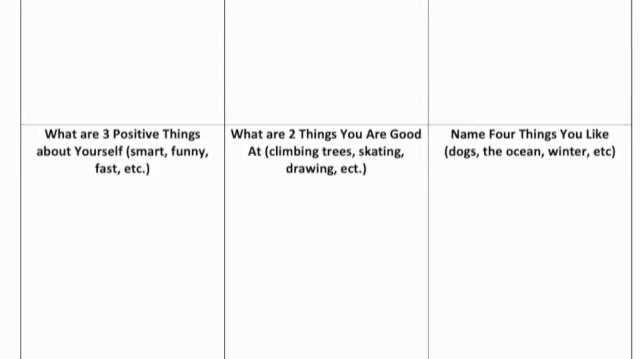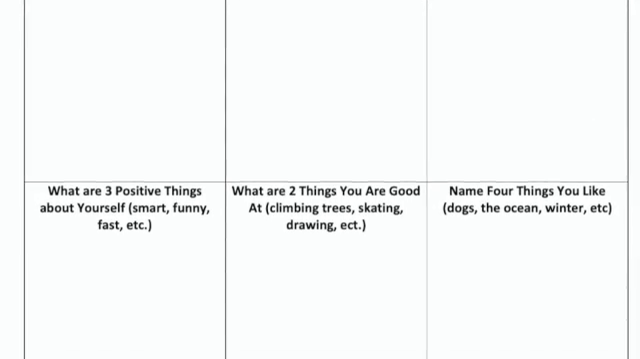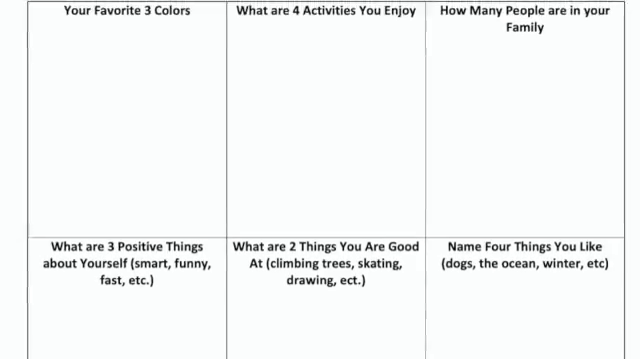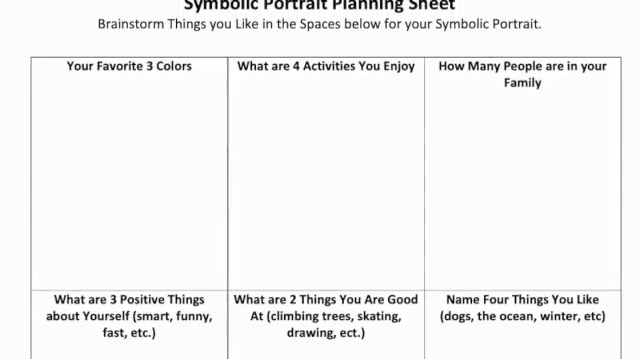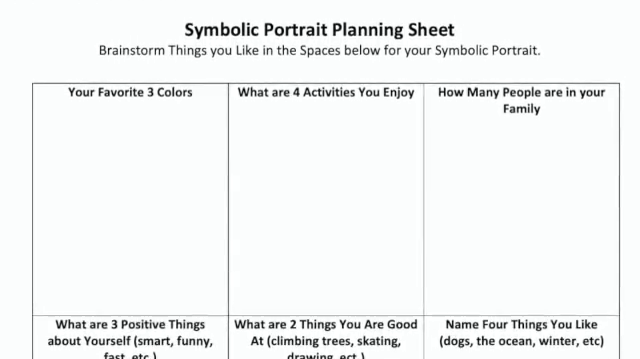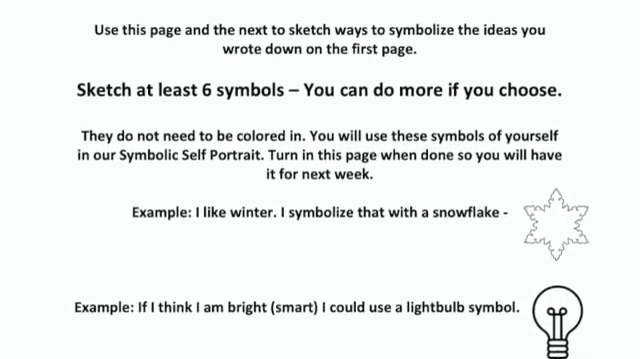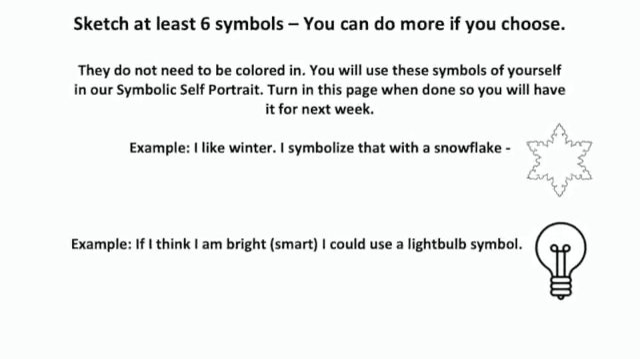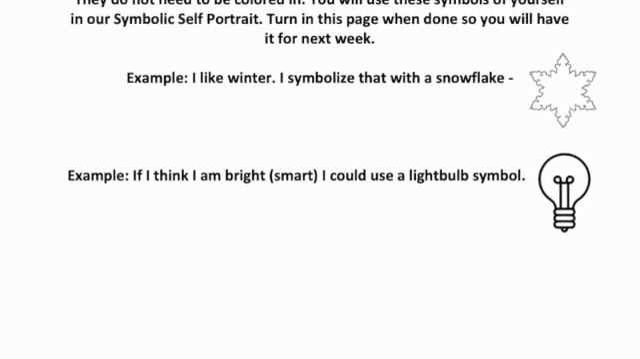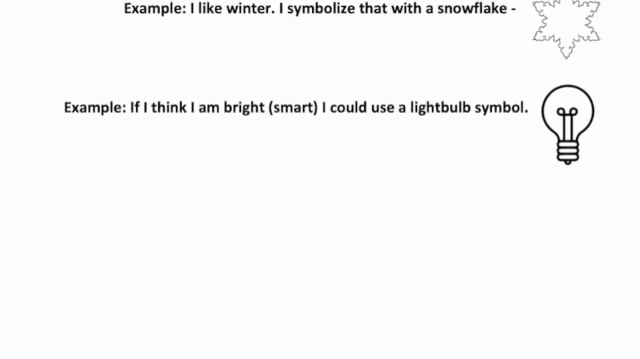But before we start, we're going to fill out a brainstorm sheet. So you need to get your brainstorm sheet out, and you're going to think of things that pertain to you, your favorite colors, and activities you enjoy, and then you're going to take those and come up with a symbol for it. So if you're somebody who's smart or likes to come up with ideas to solve problems, you might use a light bulb.